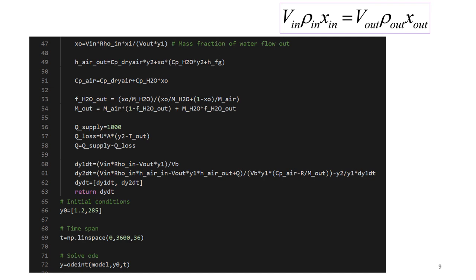Now we are ready to give initial conditions for the dependent variables. I have assigned 1.2 kilograms per cubic meter for air density and 285 Kelvin for air temperature. Specify the time span. I'm going to simulate this for 1 hour. And finally, I'm solving these ODEs using the odeint function.